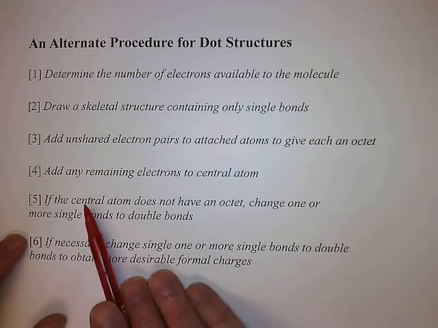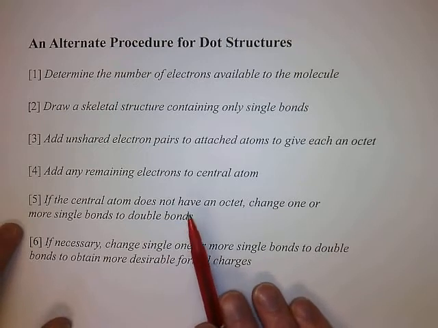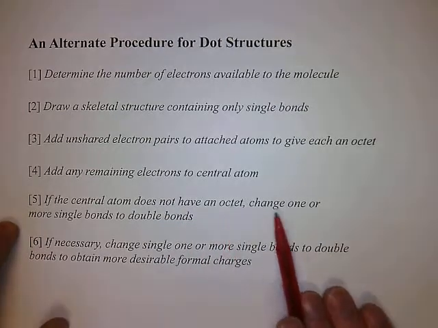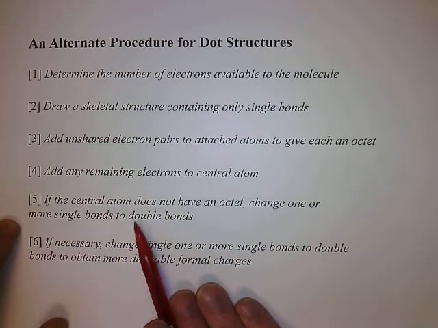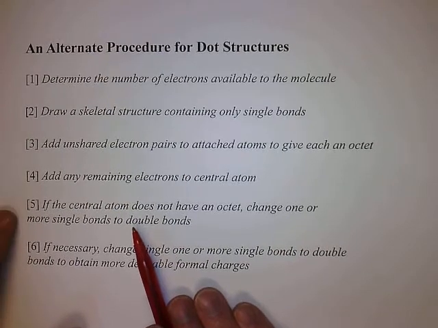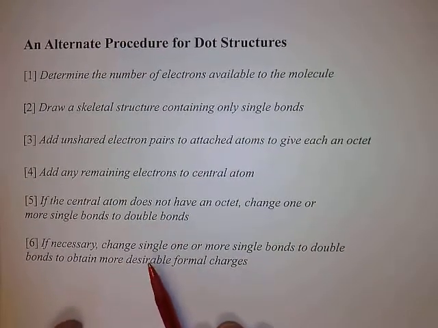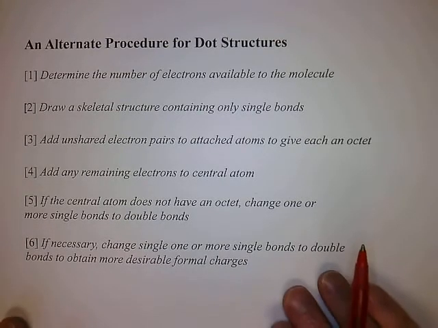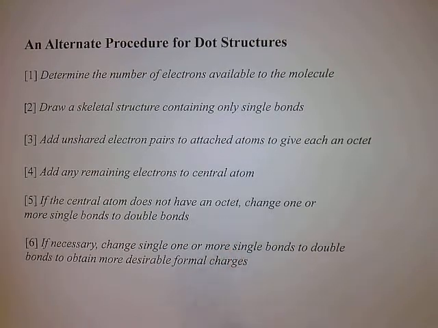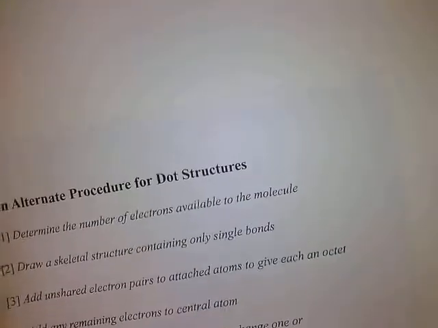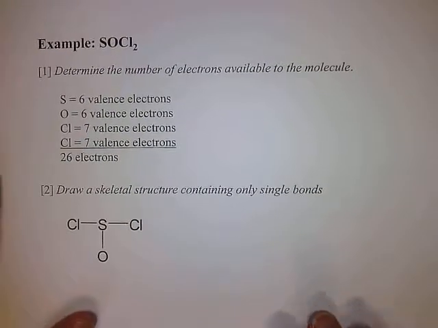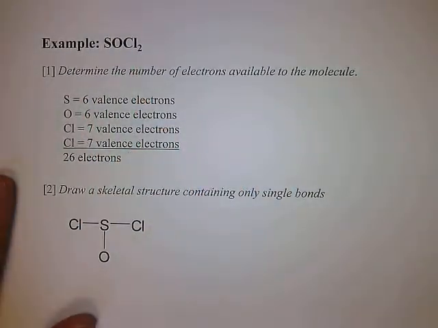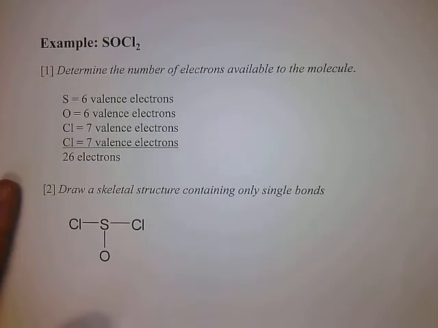Okay. If the central atom does not have an octet at this point, we'll change one or more single bonds to double bonds. And if necessary, we'll change one or more single bonds to double bonds in order to obtain more desirable formal charges. So let's work through an example. Let's do SOCl2. We'll work through this whole procedure.